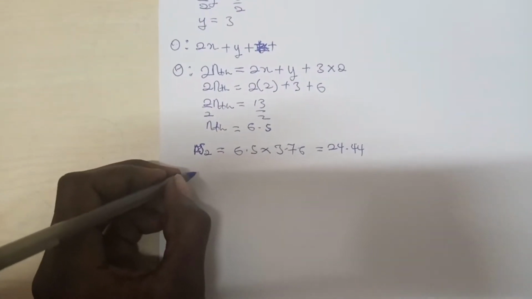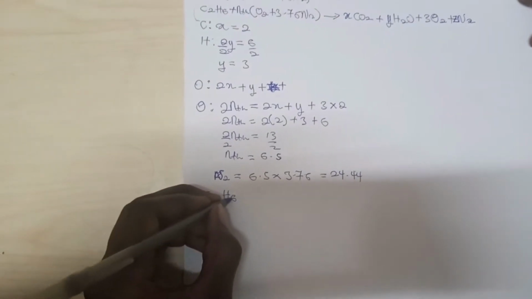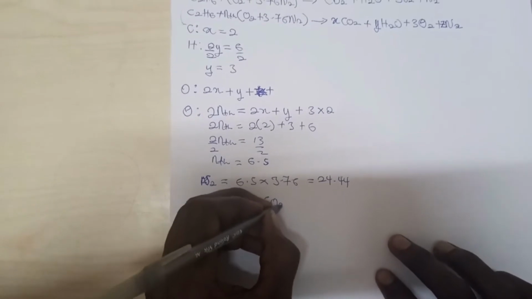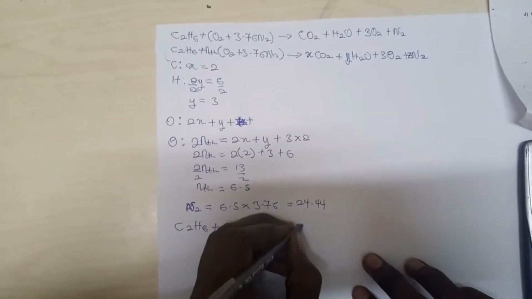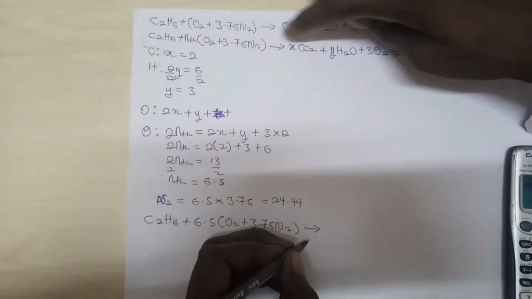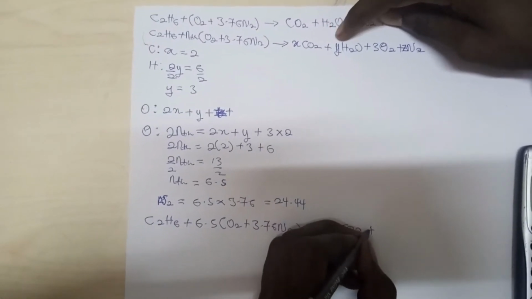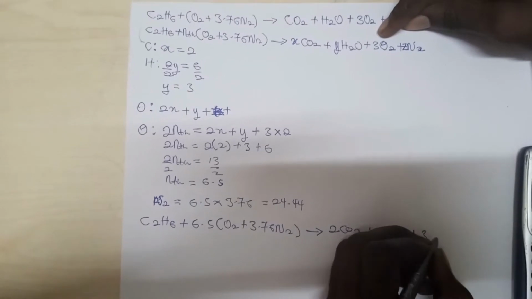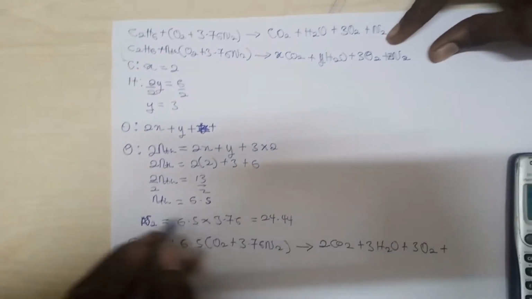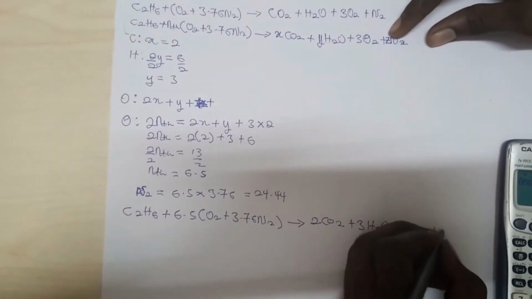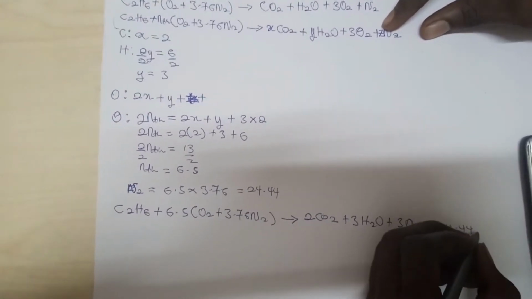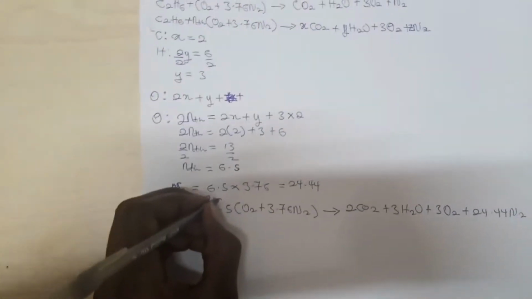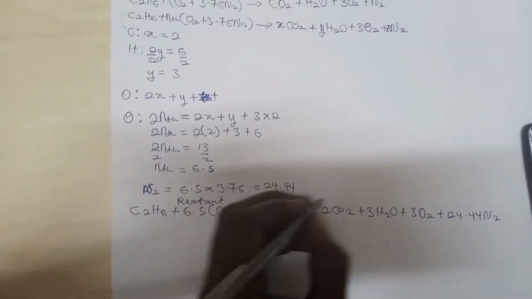So now we are going to write all the numbers that we have calculated. C2H6 plus 6.5 in brackets O2 plus 3.76 N2, bracket close. This is the reactant side. The product side: X is 2 CO2 plus Y is 3 H2O plus 3 O2 plus Z, 24.44 N2. This is the product.